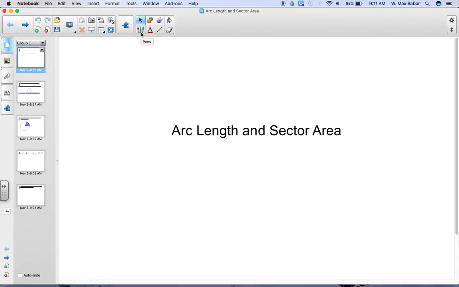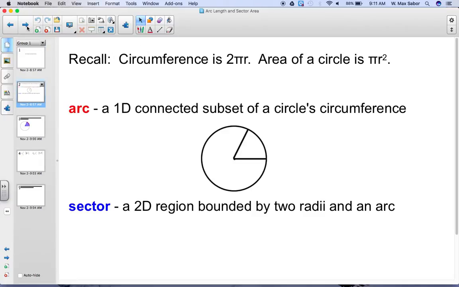Today we're going to talk about arc length and sector area. So what is that? Well, first you should remember that for a circle, we're talking about circles or parts of circles. A circumference is calculated with 2 pi r. The area of a circle is calculated with pi r squared. And we're talking about arc length.